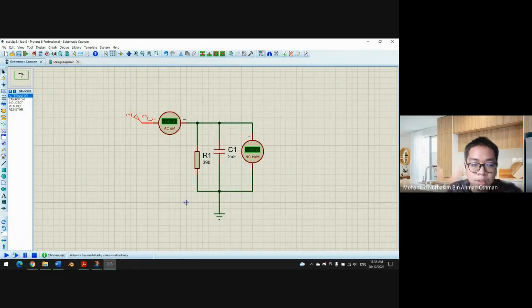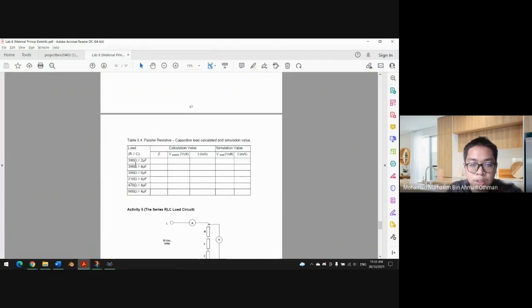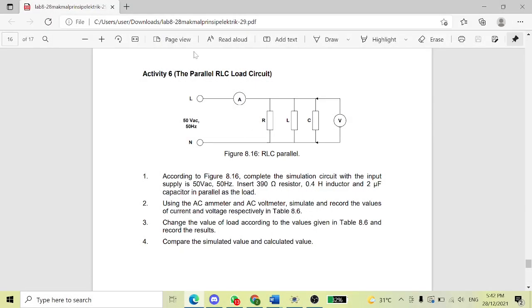And now we will simulate. Here, this is the AC ammeter that shows the current flow, and this is the AC voltmeter that shows the volt value for the circuit. After that, we change our values according to the table and compare the calculated and simulated values. That's all. Thank you.